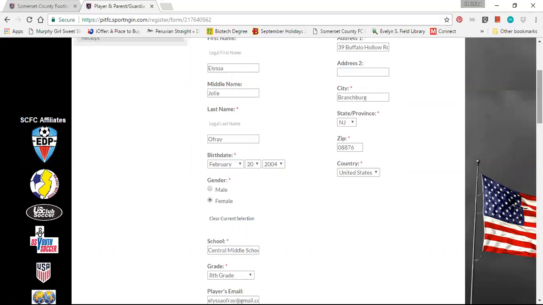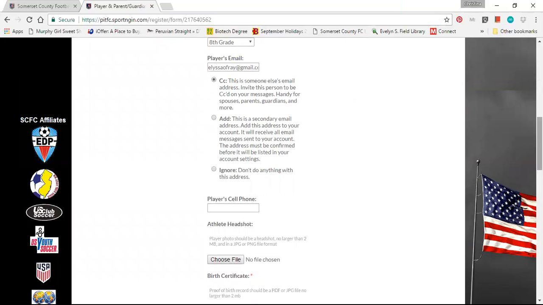The good thing is that you don't have to do all this from scratch. All this information was previously entered from our registration from last year. So there should be a minimal amount of work that you have to do this time.